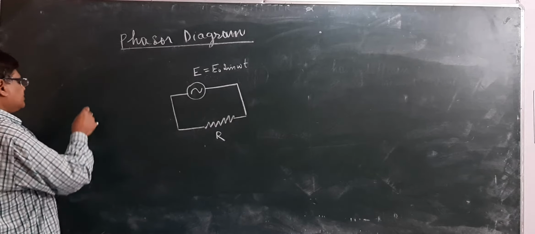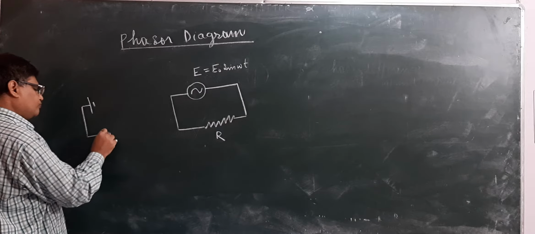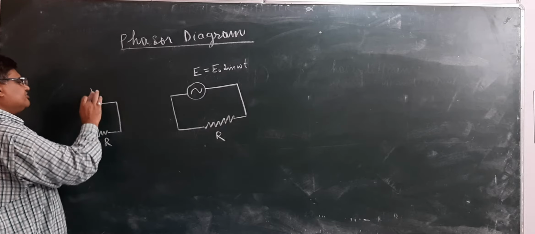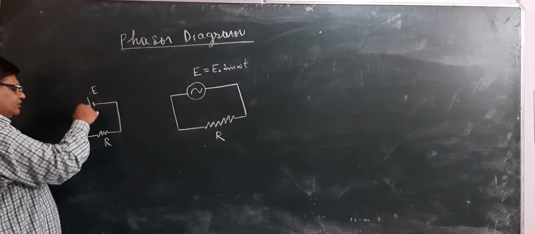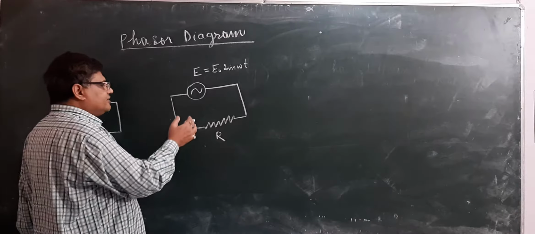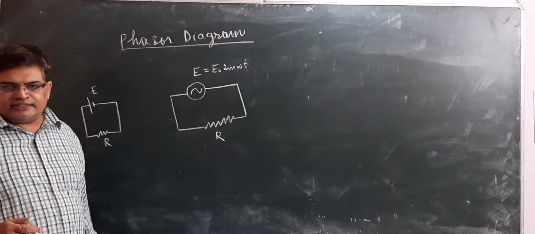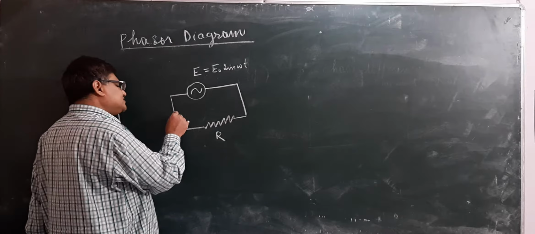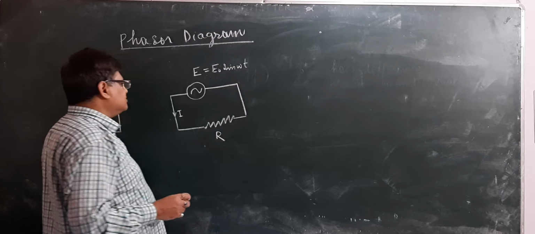Now if we compare with a simple DC circuit, here we have a resistance R, there is an EMF E, and this is constant. When the EMF is applied across the resistor, current will start flowing through it. Likewise, when a varying EMF is applied across the resistor, the current will also vary accordingly. Suppose the instantaneous current over here is I. We will find out what is the value of I over here.